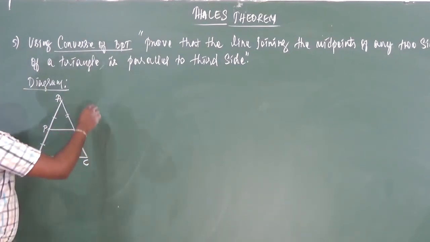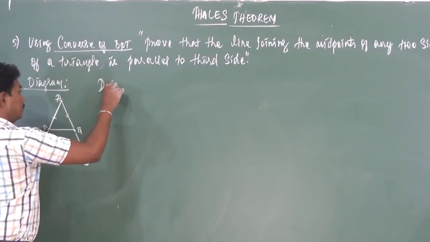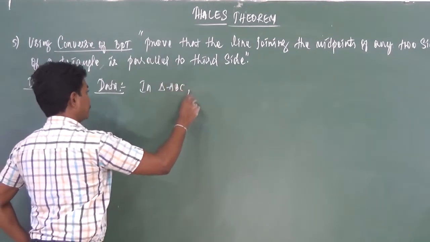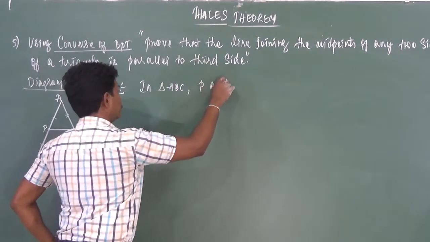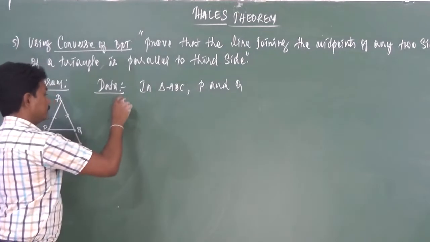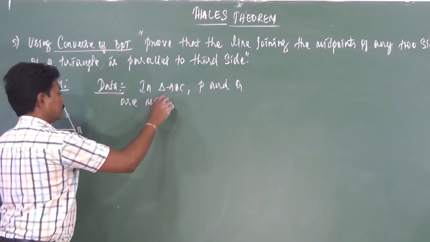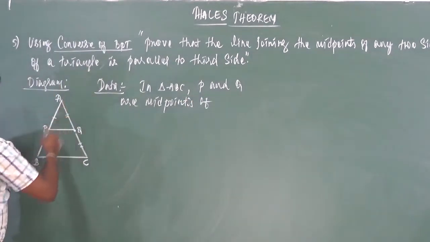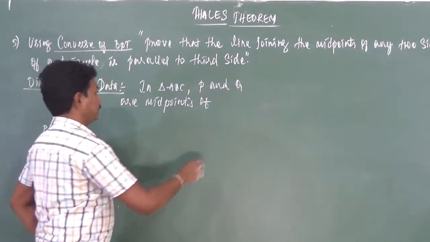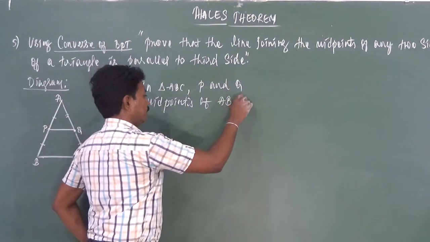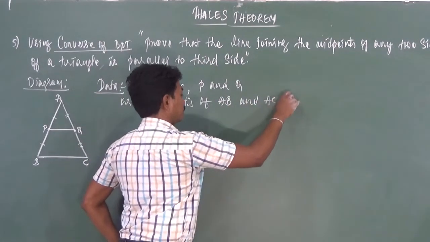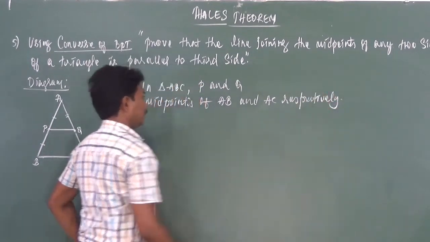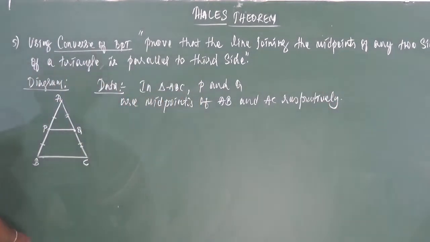Right. So, we will go with the data. Very simple. So, in triangle ABC, P and Q are midpoints of AB and AC respectively. Okay, nice. AB and AC respectively.